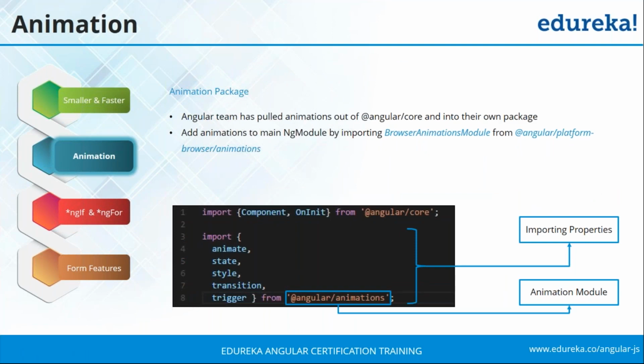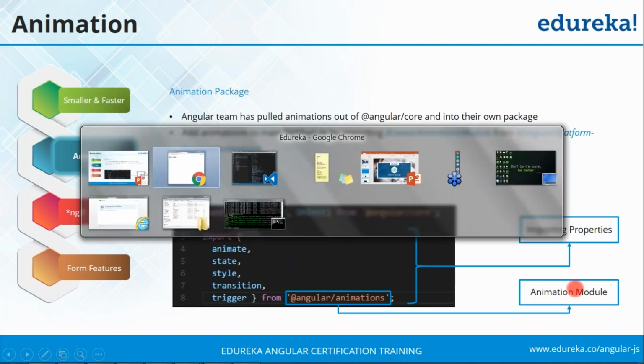Now what has happened is that the Angular community pulled this animation package out of the Angular core package and placed it into its own package. Or you can say this animation package is a new package. This means that if you don't use animation, this extra code will not end up in your production bundles. You can add animations yourself to your own ng module by importing BrowserAnimationsModule from @angular/platform-browser/animations. As you can see in this code, guys, we are importing animate, state, style, transition, trigger from this animation package, which has been moved out of the Angular core package, so that we can use this animation inside our code.